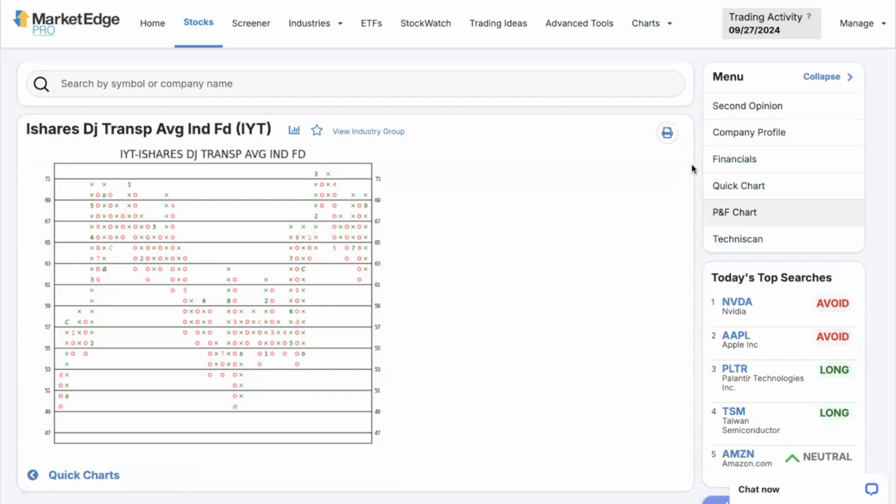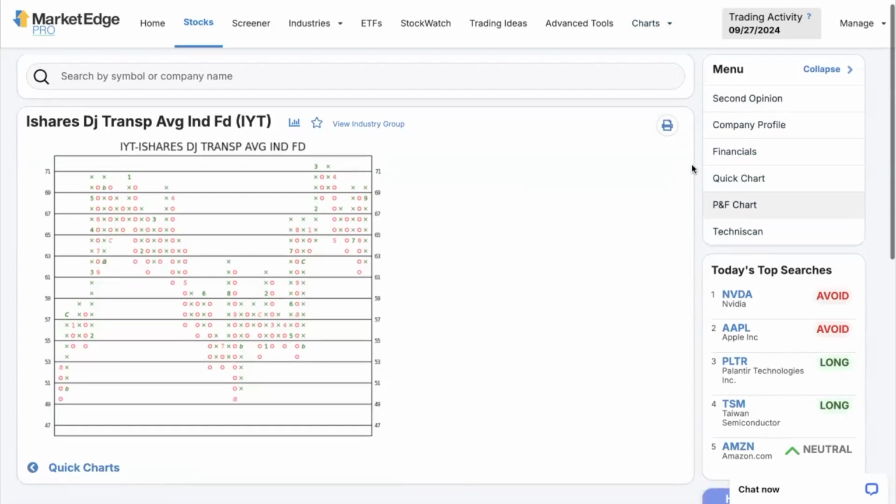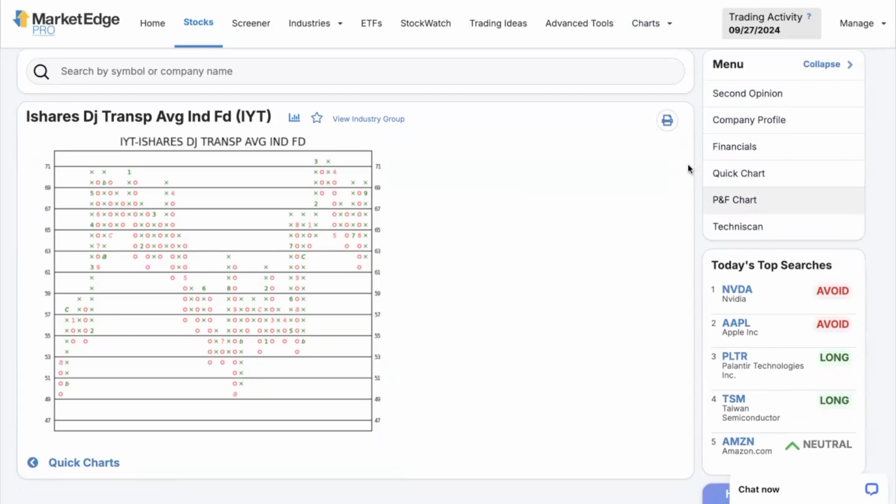Okay, here you have the series of X's and O's. X is when the stock or the index is going up. O is when you have a reversal and it's going down.